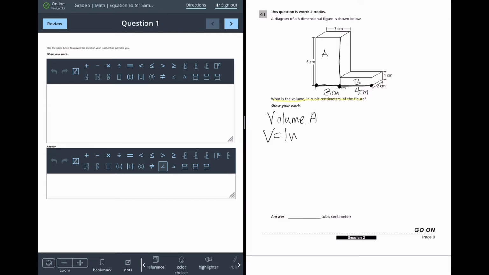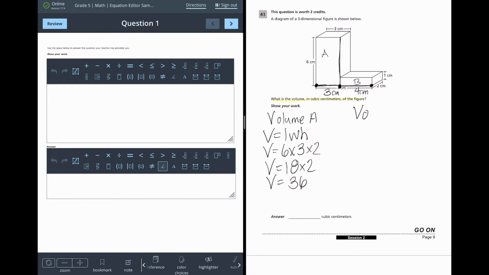And I need length times width times height. So I have 6 times 3 times, I need to go, what is this little part here? Like, what is this little section? And I need this number here too. So that's another hot spot. 6 times 3 is 18, and 18 times 2 is 36.